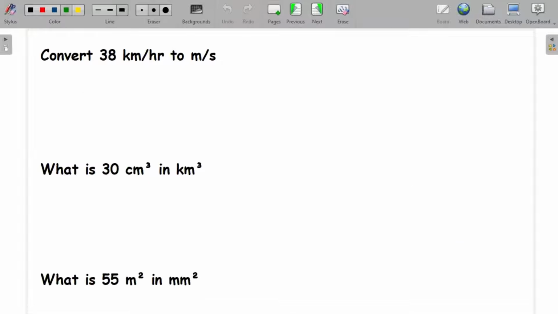I made sure I added enough examples. So we have this one which is saying convert 38 kilometers per hour to meters per second. Yes, Eunice, what is your question?